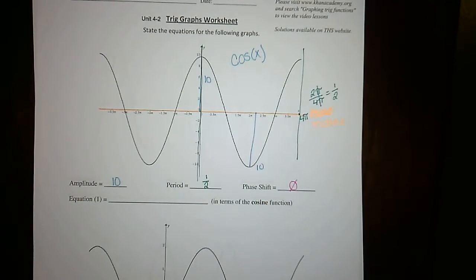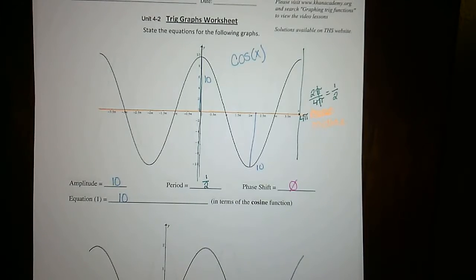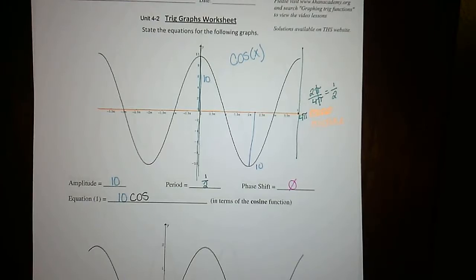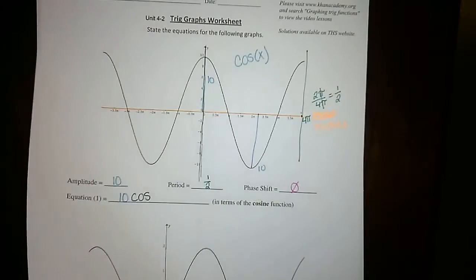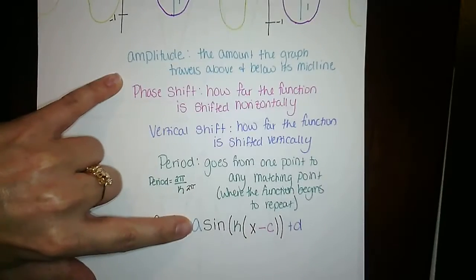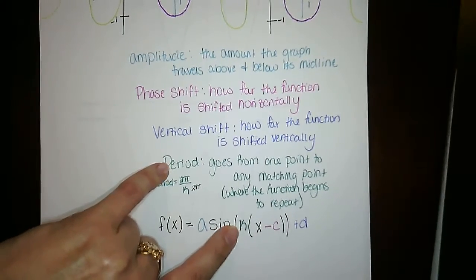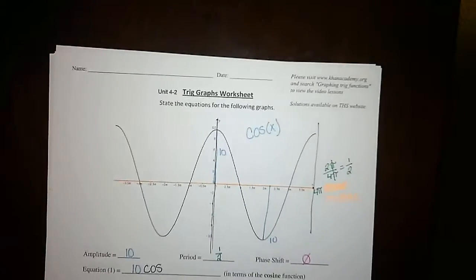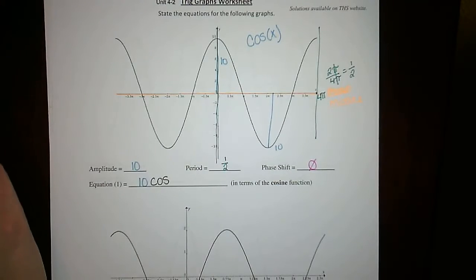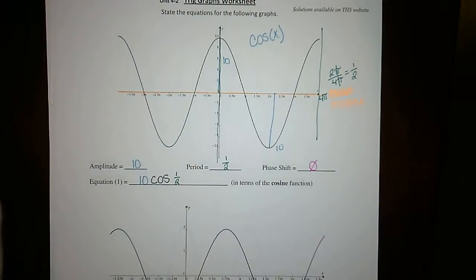Now we write the equation. Amplitude goes in front. Then it's cosine. And if we look at our notes, remember, amplitude goes first, and then your period goes right out front. So it's going to be 1/2 x.